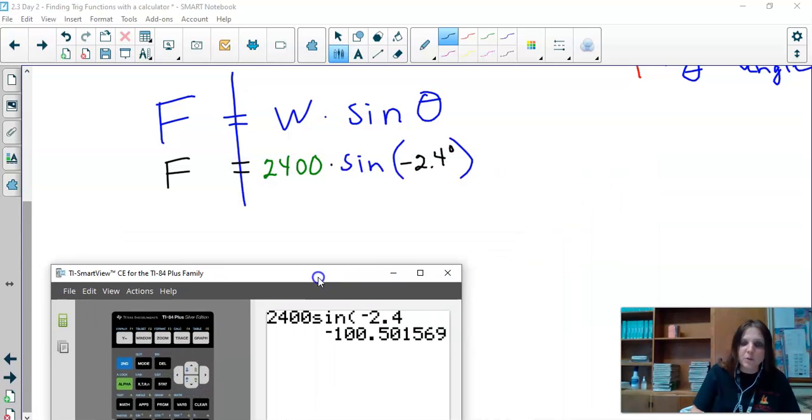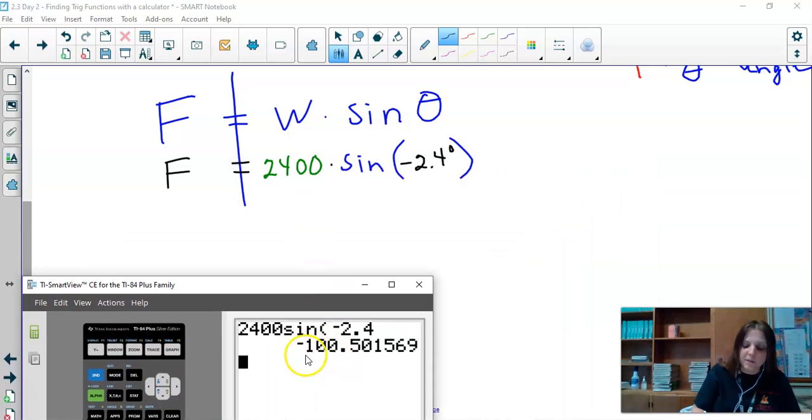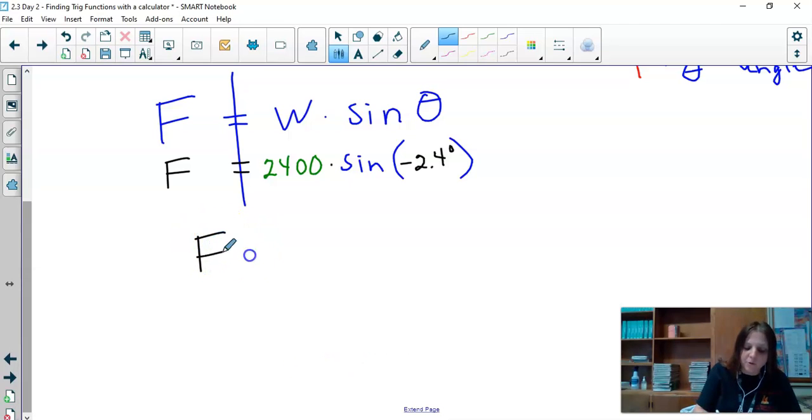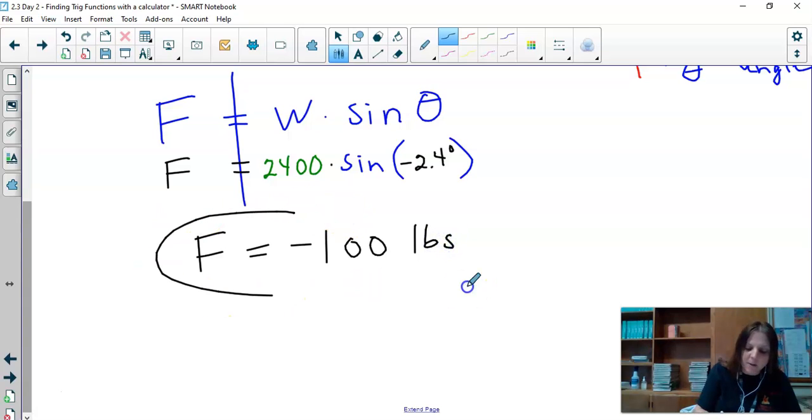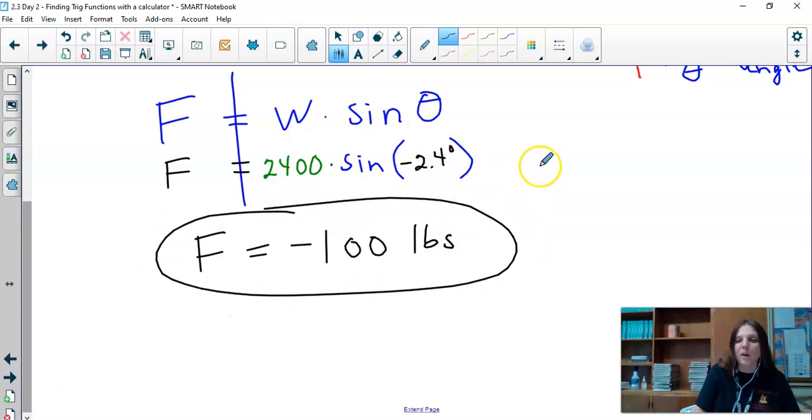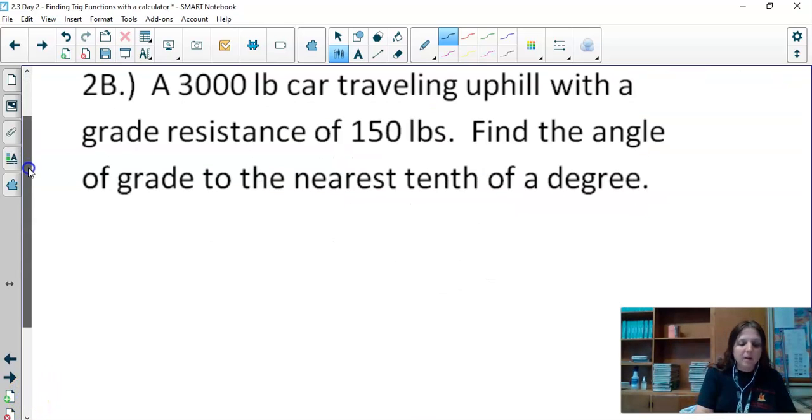The directions for this question say to round to the nearest 100 pounds. So that means I'm looking at this one and looking behind it. See how these are zeros? That means my nearest 100 pounds would be negative 100. I don't need any of the other information, just negative 100. And that would be the grade resistance, the force pressing on the car if I'm on this type of a hill that is 2.4 degrees. So just a slight hill. So take a look at this one.